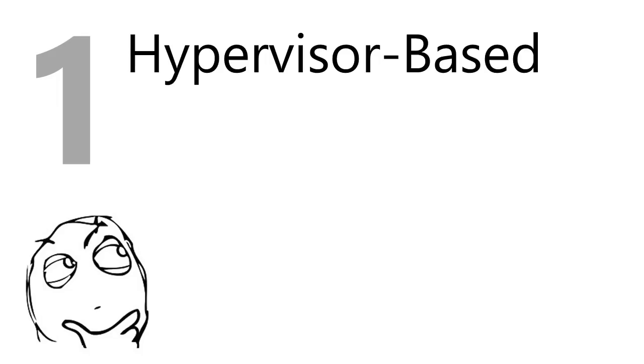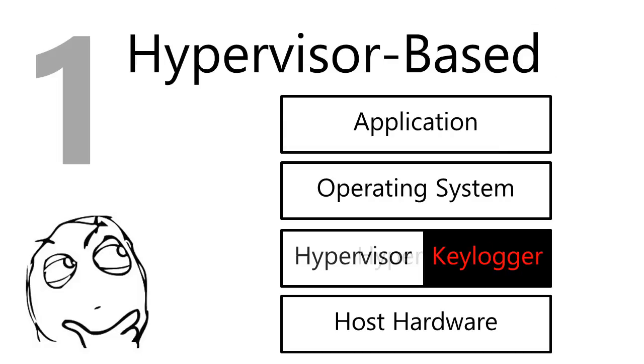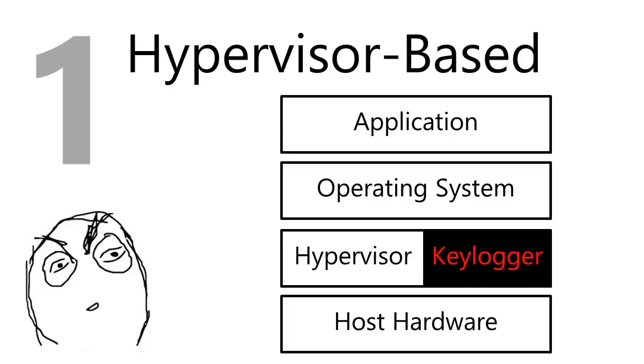From a technical perspective, there are 5 categories. The very first one is hypervisor-based. The keylogger can theoretically run underneath the operating system, which remains untouched. It effectively becomes a virtual machine, so the keylogger could be 100% undetectable.